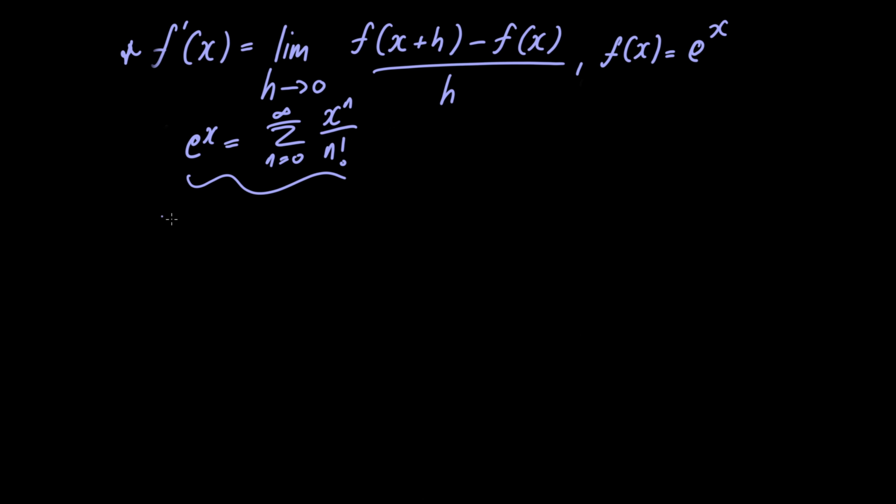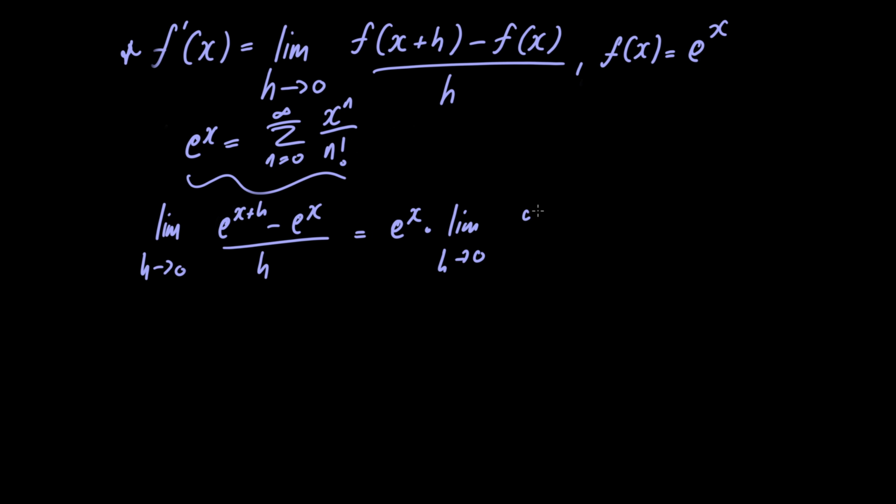Now from the definition we have the limit as h approaches 0 of e raised to x plus h minus e raised to x, divided by h. Now we can factor e raised to x out of this and then out of the limit. So we're going to have e raised to x multiplied by the limit as h approaches 0 of e raised to h minus 1 divided by h. Now we can factor this e raised to x out of this limit because we're only interested in what happens to h as it tends to 0. We're not really concerned about what happens to x.